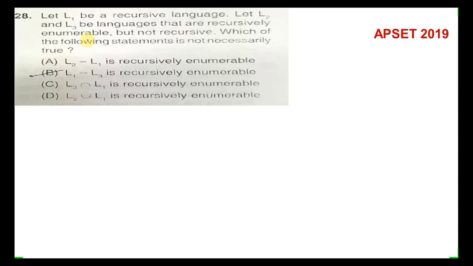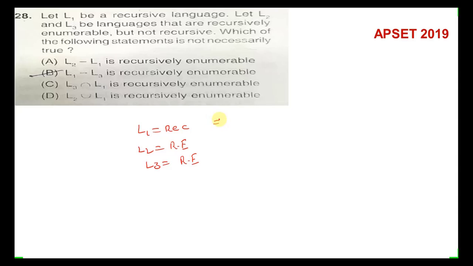Let L2 and L3 be languages that are recursively enumerable but not recursive. Which of the following statements is not necessarily true? Here L1 is a recursive language, L2 is a recursively enumerable language, and L3 is also a recursively enumerable language. We have to find which one is a false statement.